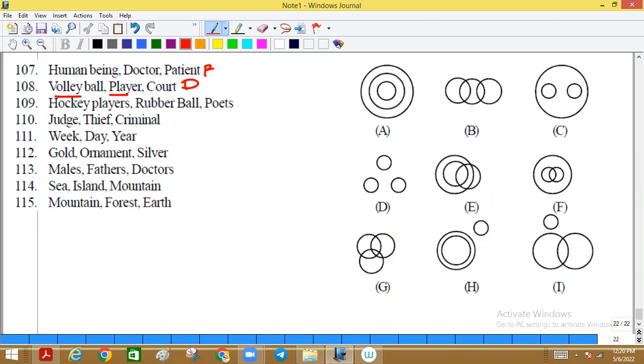Which option? Out of 9 options. If you are able to pick one option out of 9 options, it means you are perfect. Because in the exams you have to pick from 4 options only, no? Okay. What is the answer? 109. Which option? What is the answer?